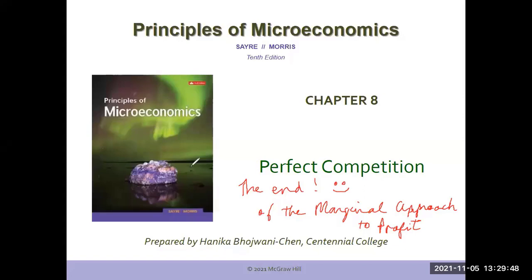All right, so that brings us to the end. Not the end of the chapter by any means, but the end of the marginal approach to profit. So please go over this again carefully and follow the slides or read in your text to understand it. It's a key component of this particular chapter, and it helps us understand and relate to all the other chapters, because all of the other market structures are compared to perfect competition.